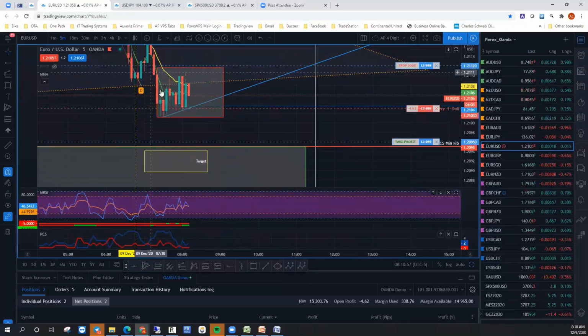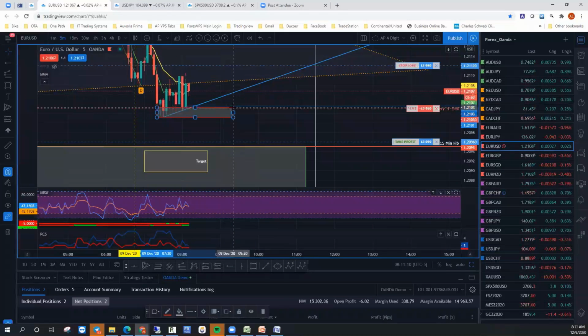It broke the wedge, came back, tested once, tested twice, tested the third time. If we get the breakdown here, we get a close below these candles. I'd like to see a close below there, and then the target's going to be down around this area.